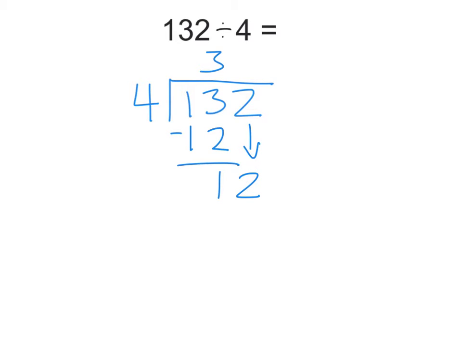4 goes into 12 now 3 times again. 4 times 3 is 12. There's our 0 remainder, so our result is 33. 132 divided by 4 equals 33.